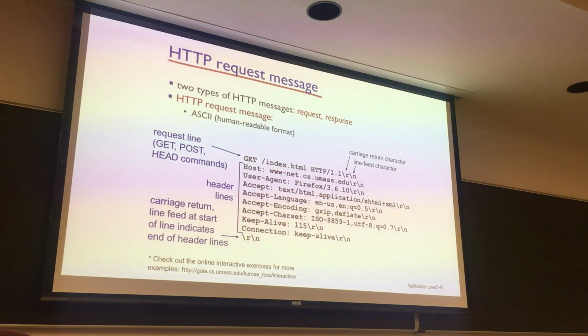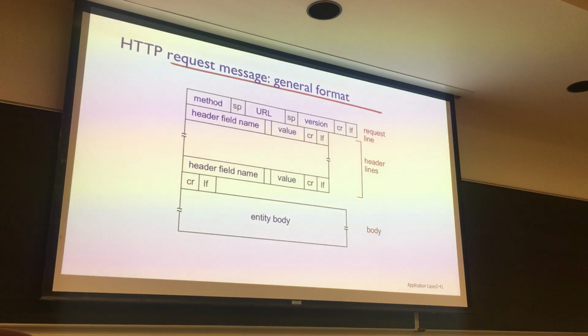After that, you have a few header lines. We looked at some examples. After that, you should have an empty line here, followed by the HTML file. So it specifies all the header and the body. This is the general format. You have a method, then space, then URL, then the version number of HTTP. Then some header fields, the new line, and this is the body of the message.